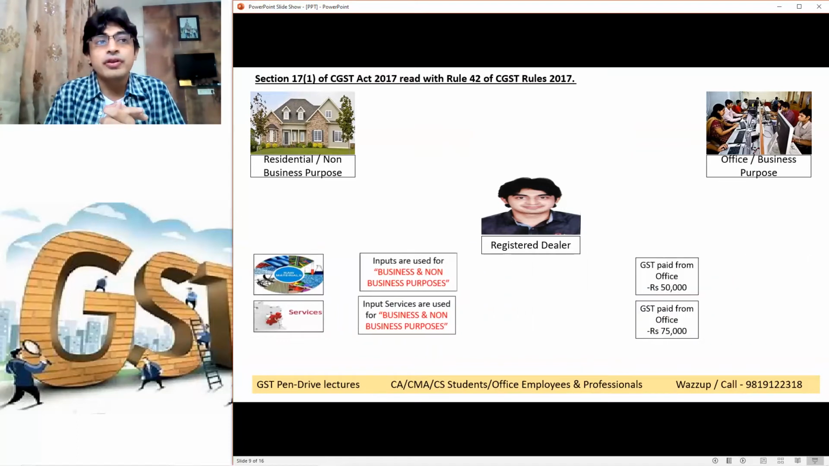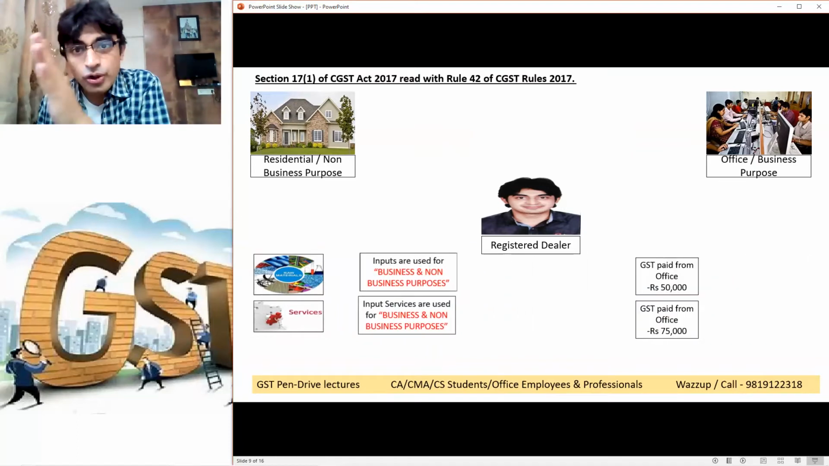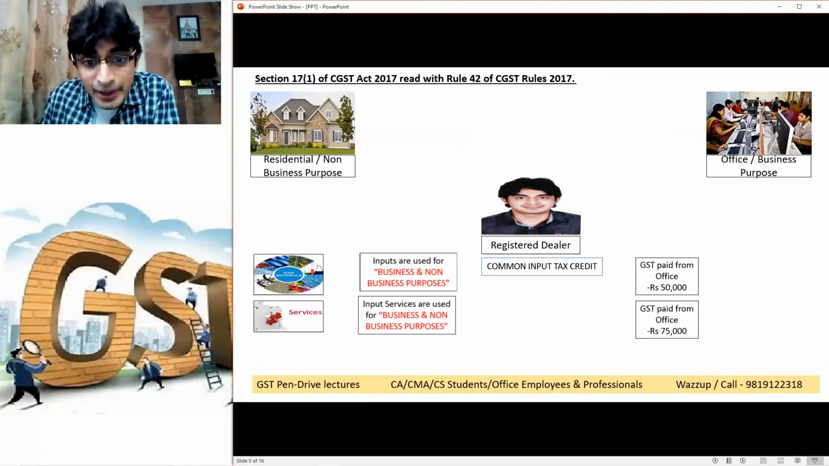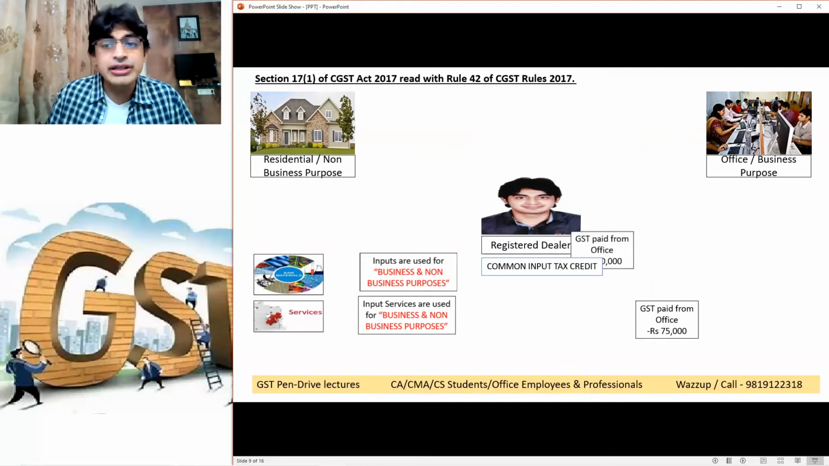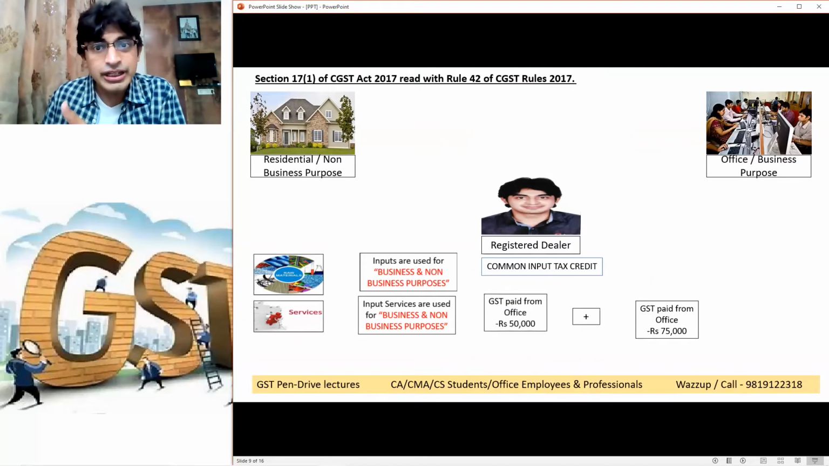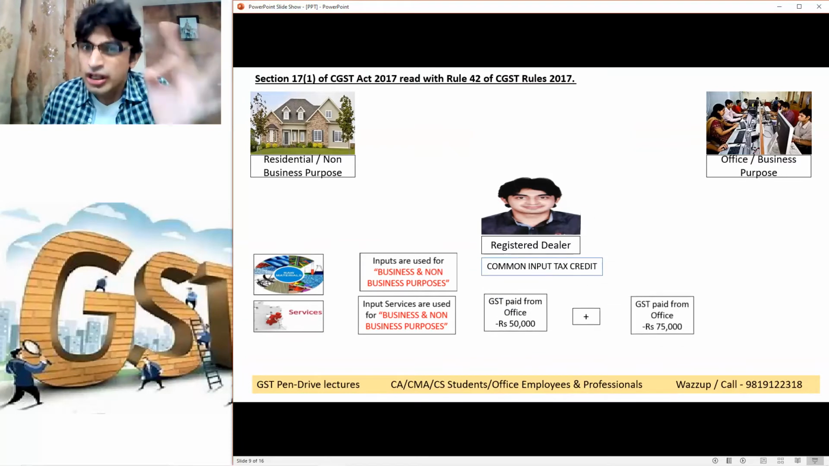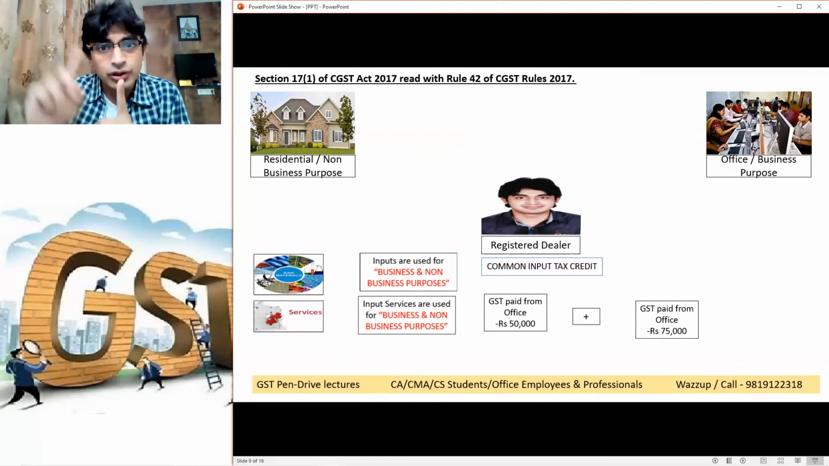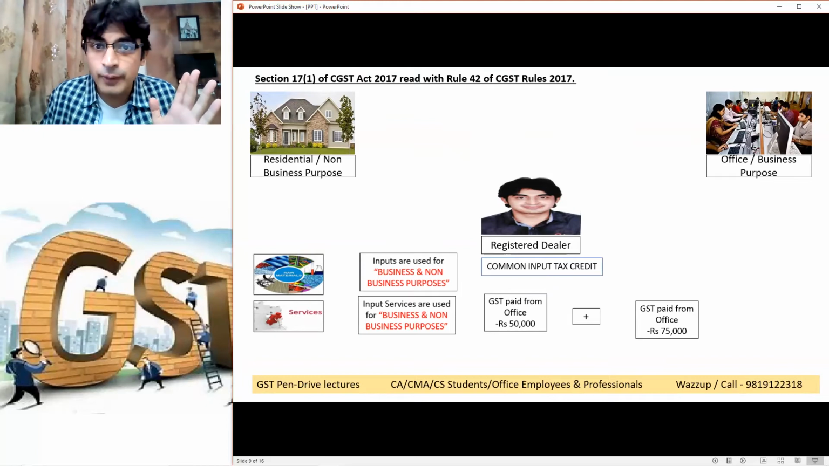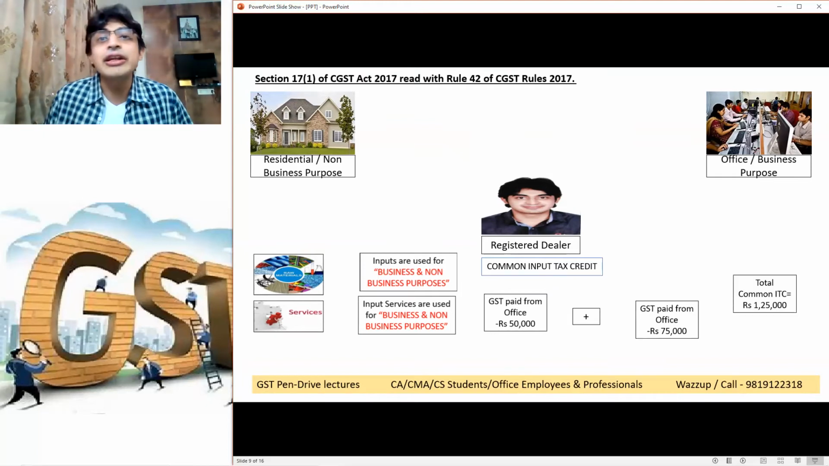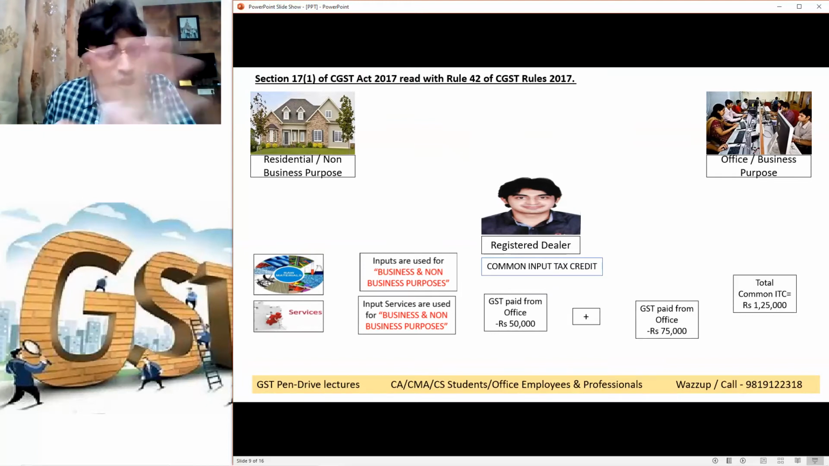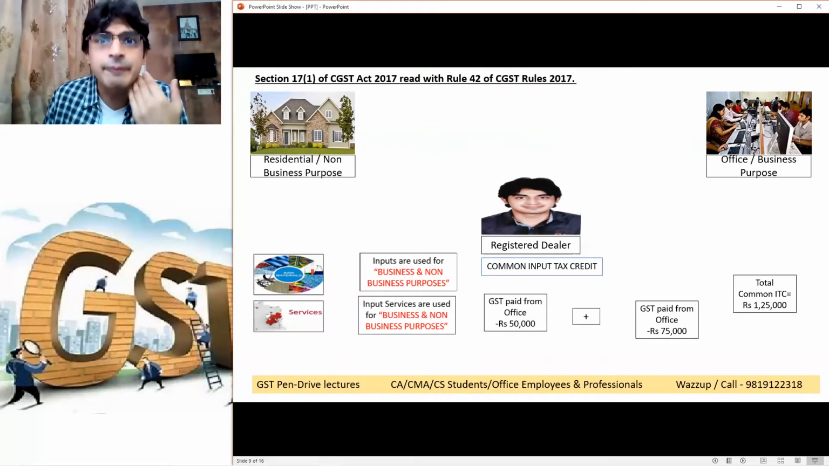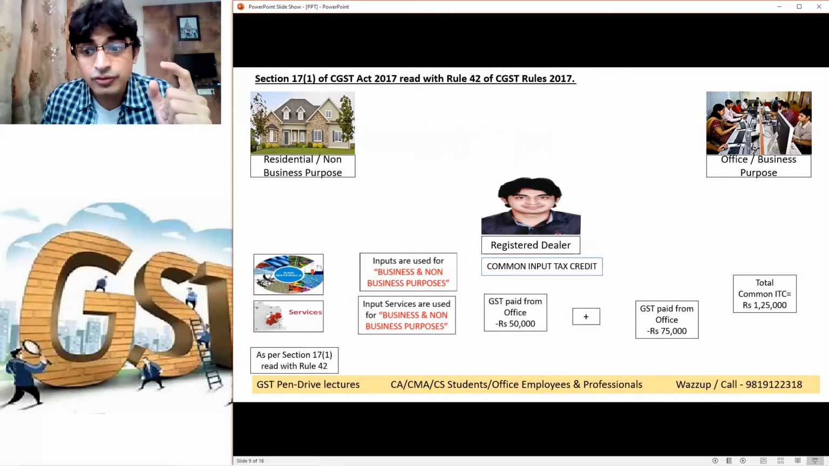If your inputs and input service are used for business as well as non-business purpose, your common ITC, this common input tax credit, whatever is there, 50 plus 75,000, this is your common ITC, which is used for business purpose also, which is used for non-business purpose also. So this 1,25,000 is your common ITC. You cannot take full. You have to reverse certain proportion. Now, what is the proportion? There is no turnover. Answer is what you know.